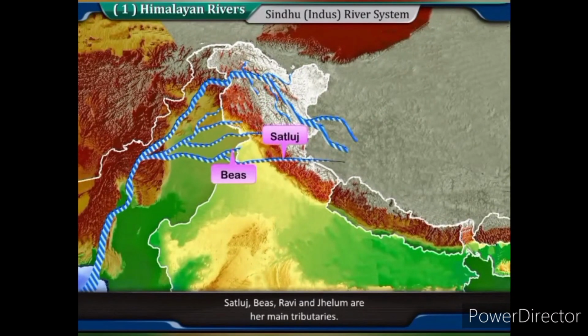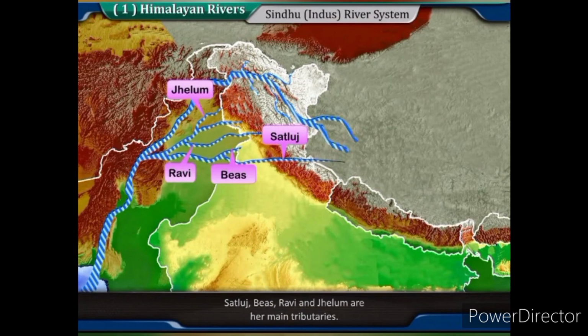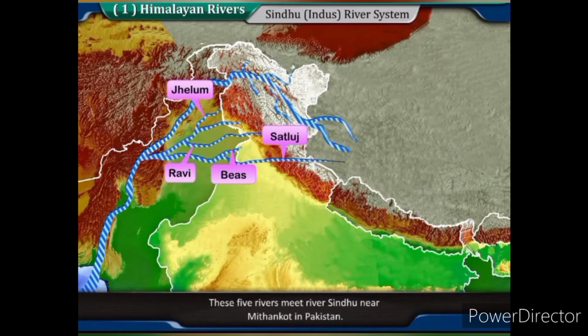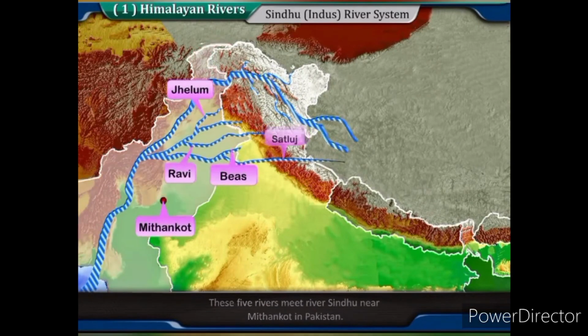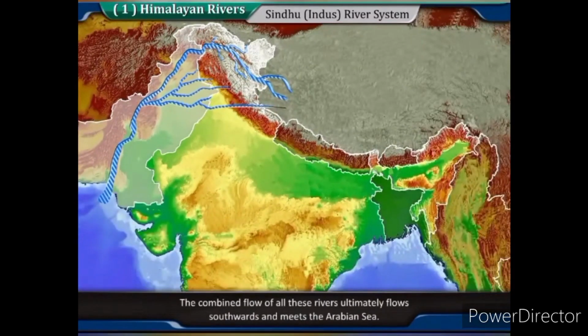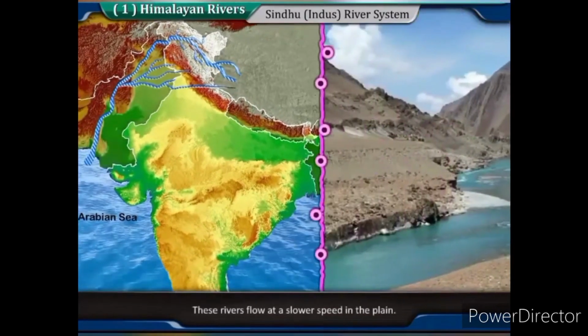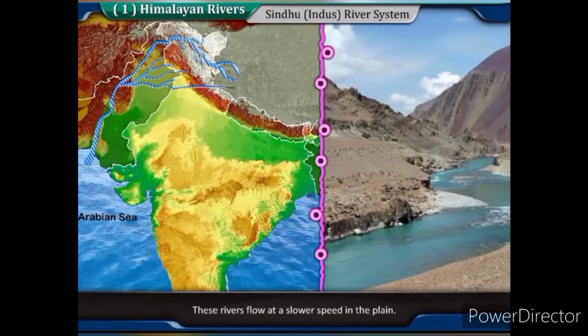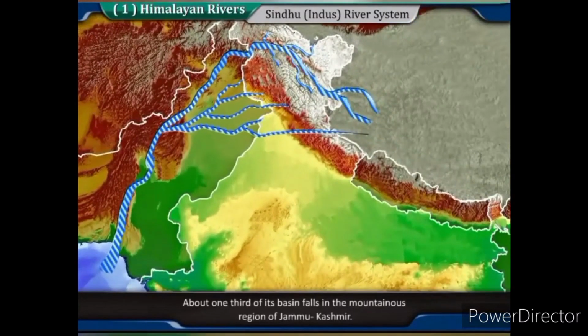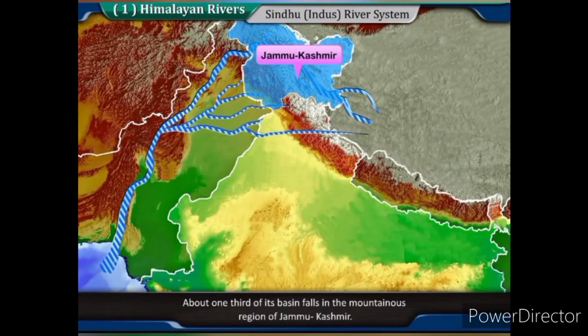Sutlej, Bias, Ravi and Jhelum are her main tributaries. These 5 rivers meet River Sindhu near Mithankot in Pakistan. The combined flow of all these rivers ultimately flows southwards and meets the Arabian Sea. These rivers flow at a slower speed in the plain. About 1/3 of its basin falls in the mountainous region of Jammu Kashmir.